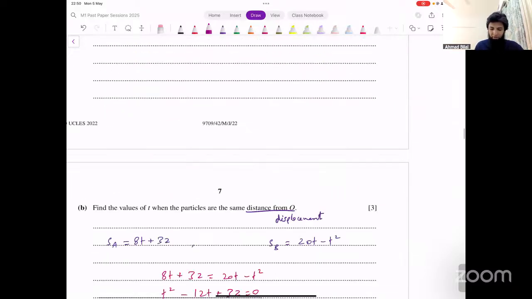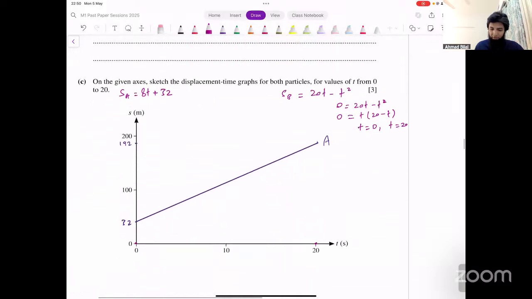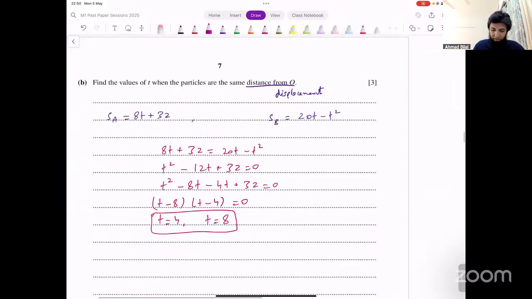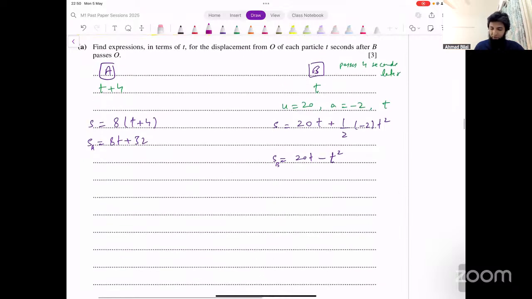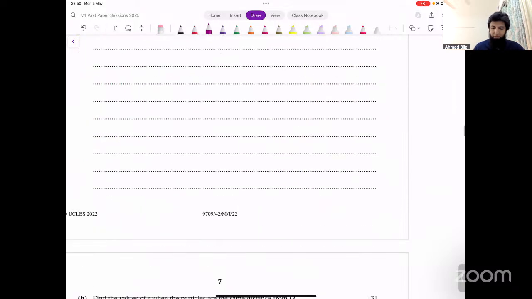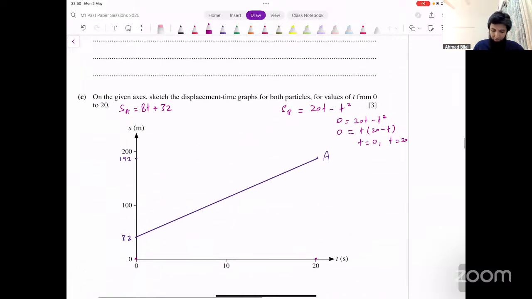This is the displacement time graph. Okay, so it comes to rest when it returns to O. Okay, that makes sense because the value becomes 0 at that. So these are the 2 points that we have, 0 and 20.